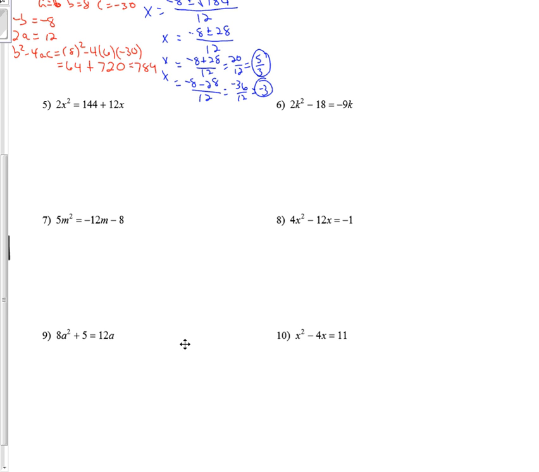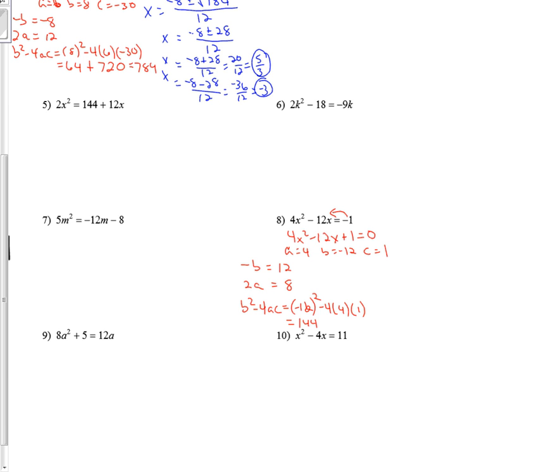That would be moving this negative 1 over to the other side of the equal sign, or adding 1 to both sides. You get 4x squared minus 12x plus 1 equals 0. From this, we can say a equals 4, b equals negative 12, and c equals positive 1. From those letters, we'll calculate the opposite of b, which is positive 12. We'll do 2 times a, that's 8. We'll also do b squared minus 4ac, which is negative 12 squared minus 4 times 4 times 1.